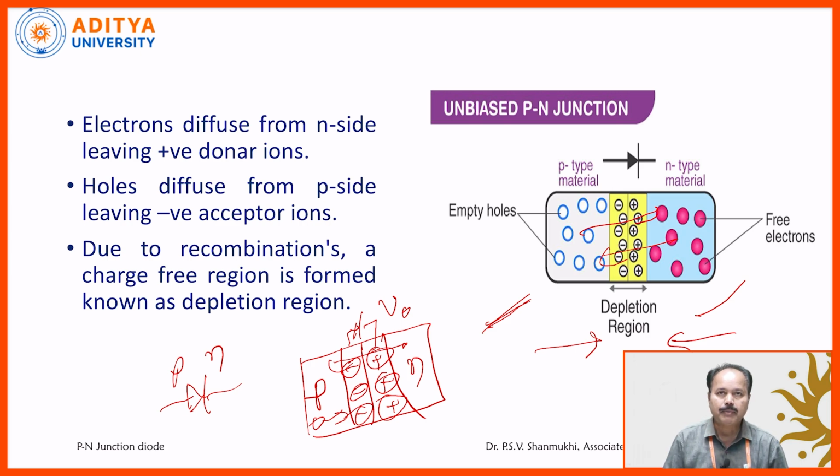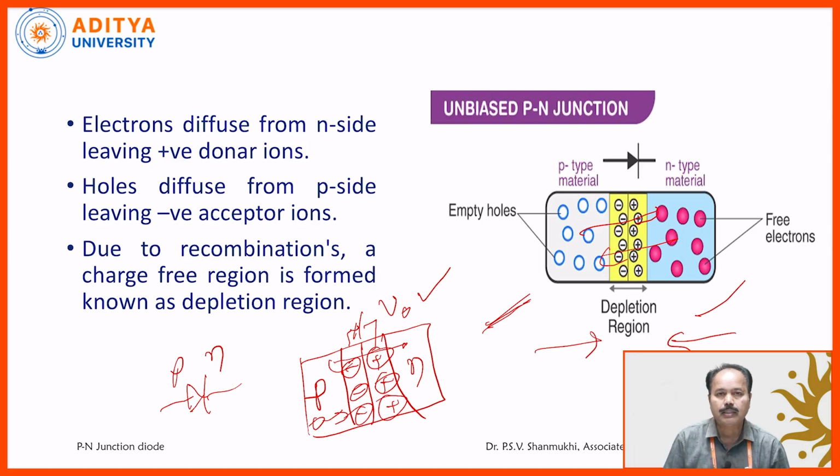Generally when p-type and n-type semiconductors are joined together, the holes from the p side, the majority carriers, diffuse into the n region, and electrons from the n side diffuse into the p region. At the junction recombinations take place, so a charge free region is developed. But there are immobile acceptor and donor ions on the p side and n side, so a voltage is developed, called V0, the junction voltage or barrier voltage. This is an unbiased p-n junction diode.